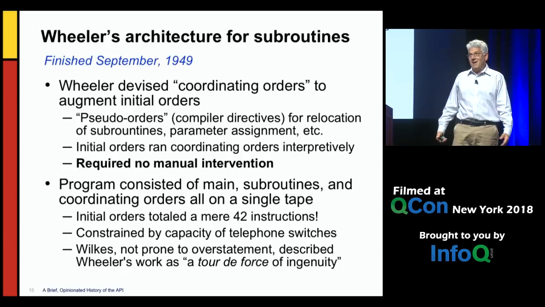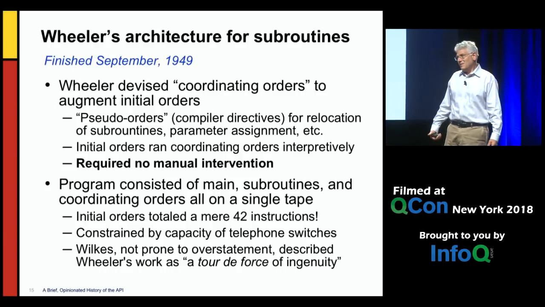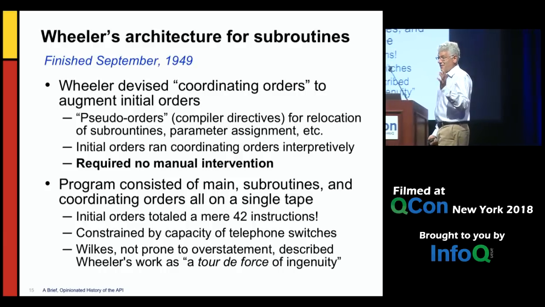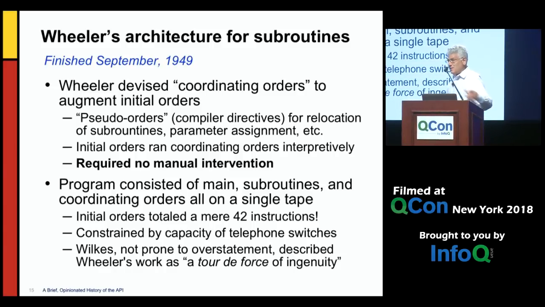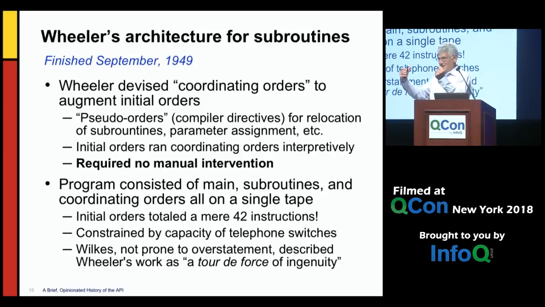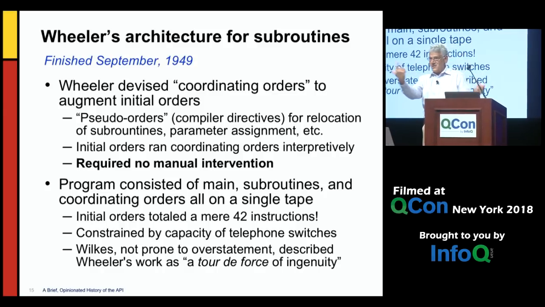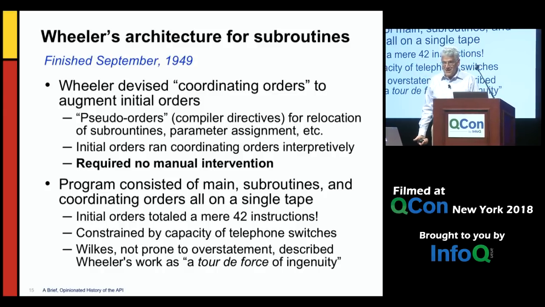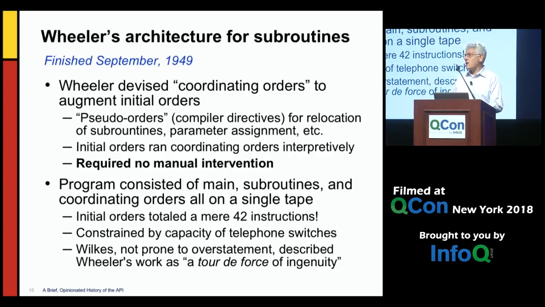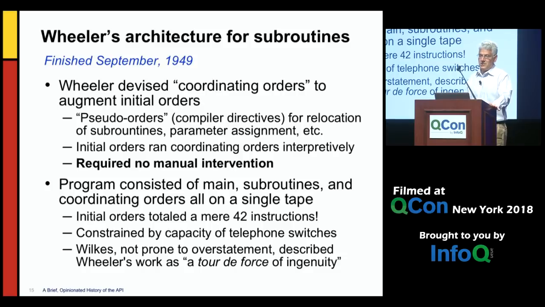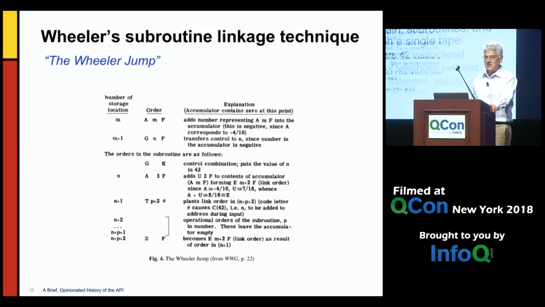Like, how did he do this and why? Well, he did it by working very, very hard, and he did it because he had no choice. He was constrained by the size of the phone switch, right? He only had 42 instructions to work with, so he did the best that he could using those 42 instructions. And Wilkes, his advisor, who was generally not prone to overstatement, described it as a tour de force of ingenuity. And you can actually read this code in a book that I'll discuss later if you're curious.